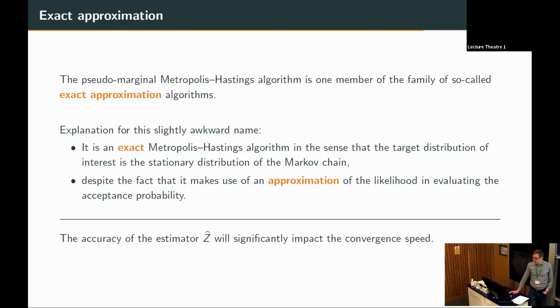But there's of course no free lunch, so there is a price to pay for this approximation, and that is that the mixing speed of the algorithm can be much worse than its ideal counterpart, because we get a contribution to the acceptance probability of the Metropolis-Hastings algorithm which comes from this Z hat. A poor estimate Z hat can negatively influence the acceptance probability, so that we accept much fewer samples than we would have with the ideal sampler.